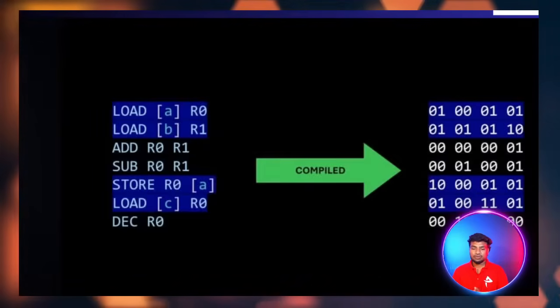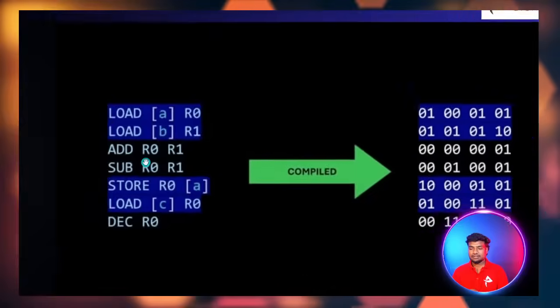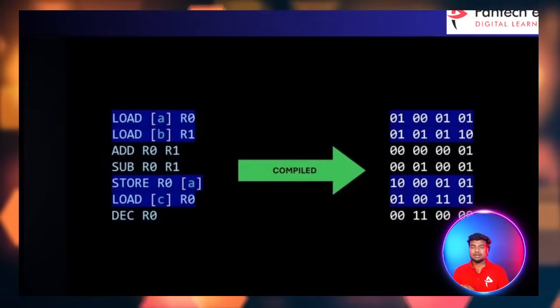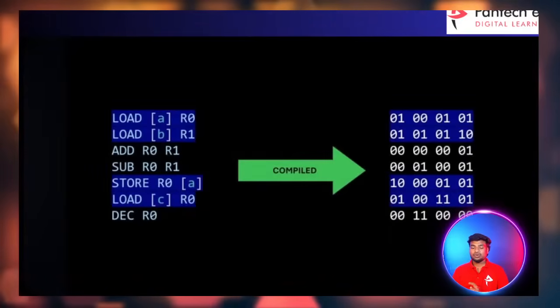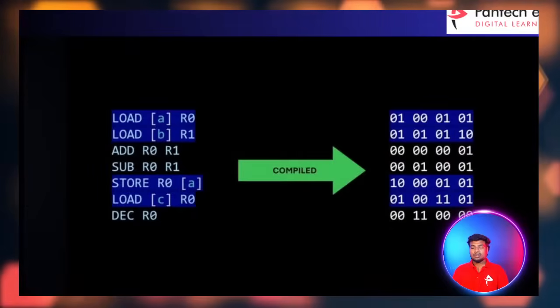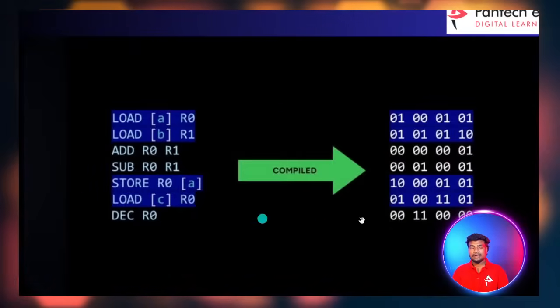This is assembly code. The main thing is we have transistors in the chip, and transistors work based on zeros and ones only. So we have to convert the registers into zeros and ones. This is how the ISA converts.